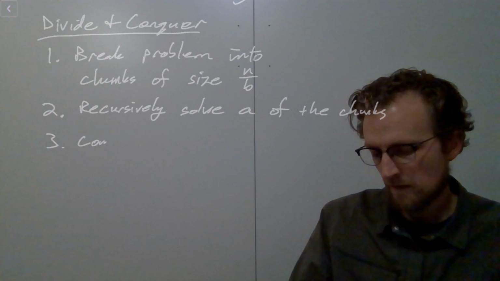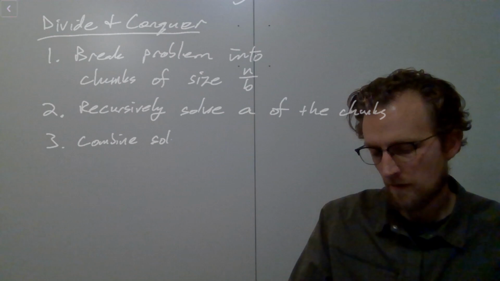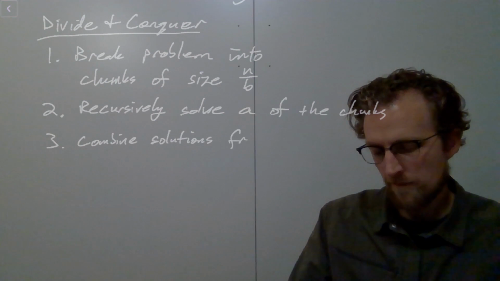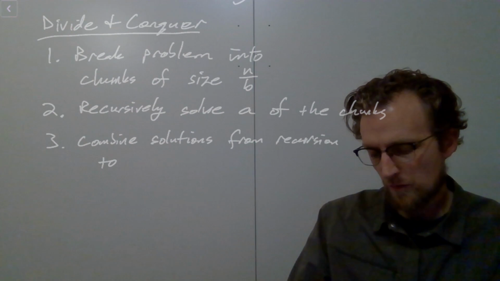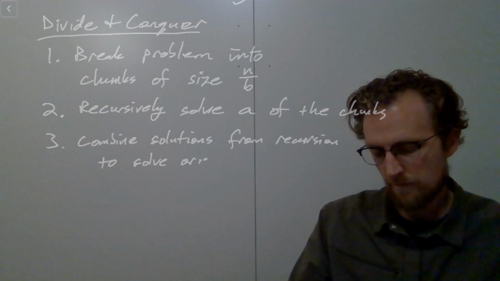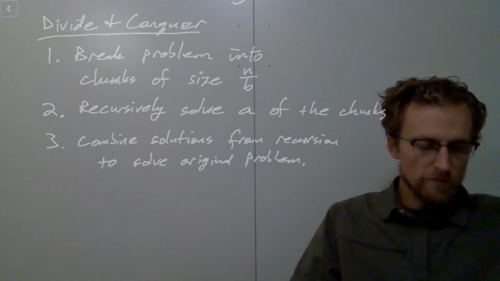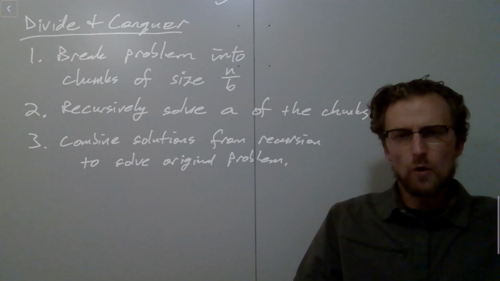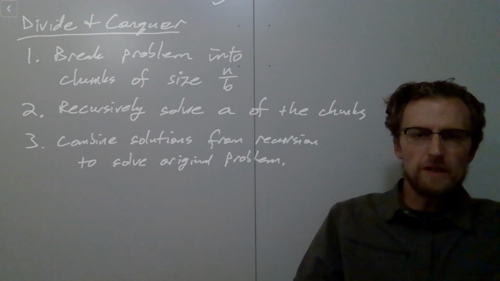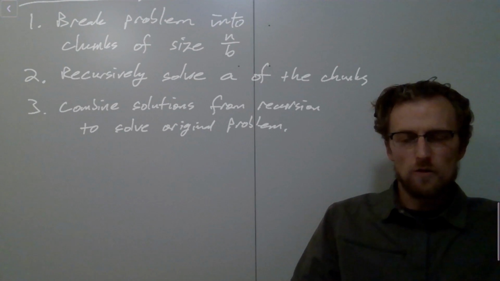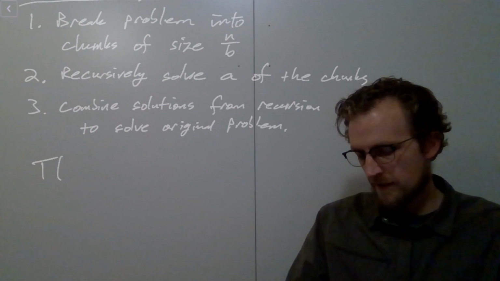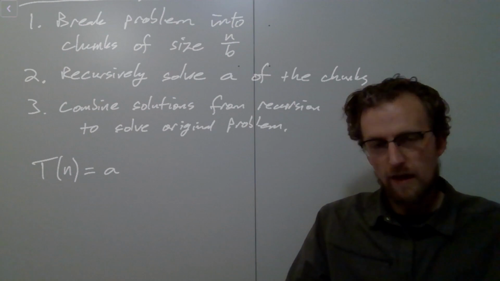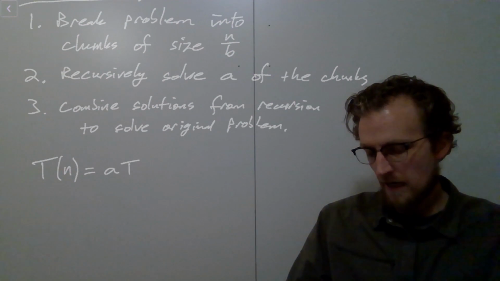So combine solutions from recursion to solve the original problem. Okay, so let's see what we have here. We've just broken the problem into chunks of size n divided by b, and then we're recursively solving these things. So to solve the overall problem, in other words, a problem of size n, this means we have to solve a problems of size n over b.